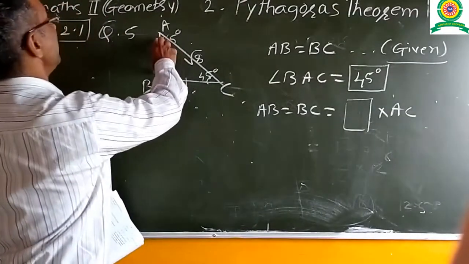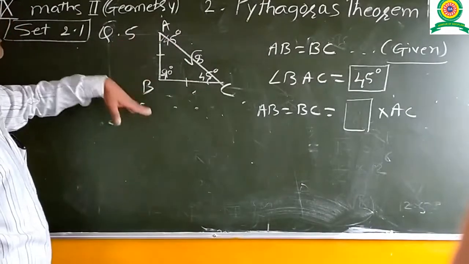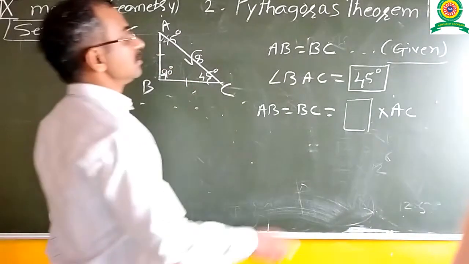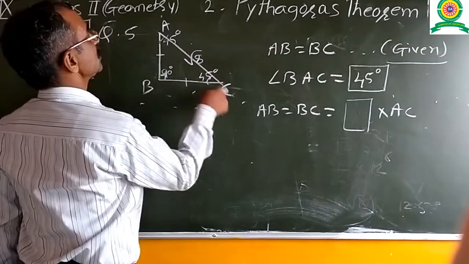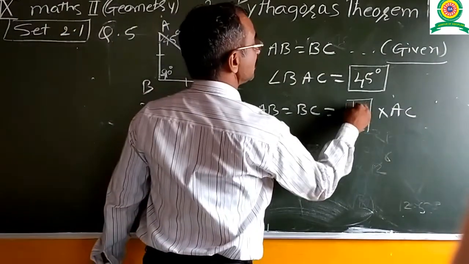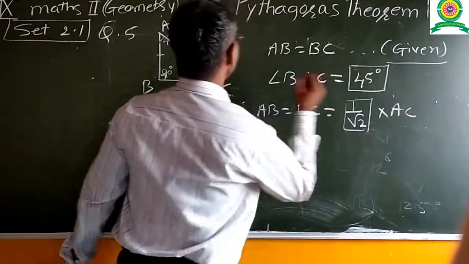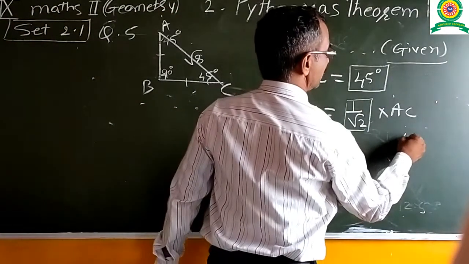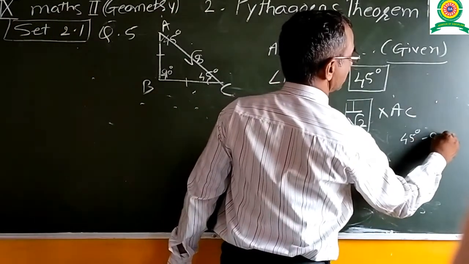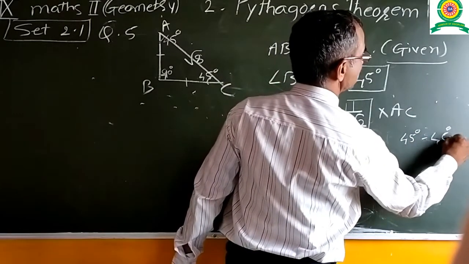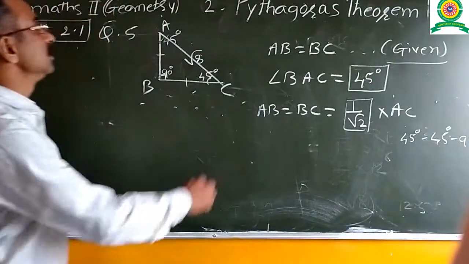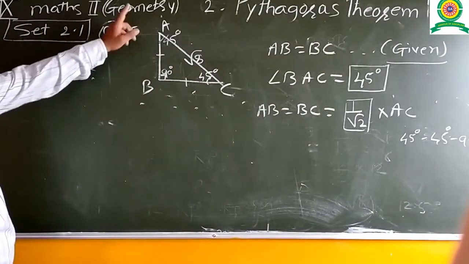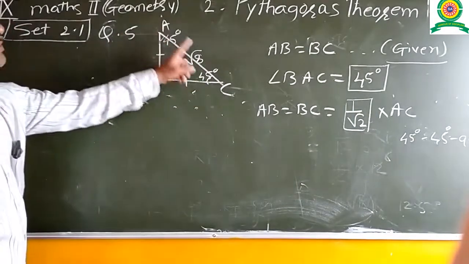AB is equal to BC. By using the 45, 90, 45 degrees theorem, the value of these two sides AB or BC is 1 upon root 2 into the hypotenuse. By using which theorem? The 45, 45, 90 degrees theorem. The side in front of a 45 degree angle is 1 upon root 2 times the given hypotenuse.